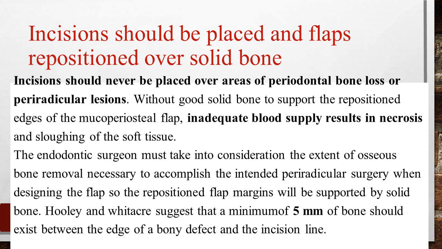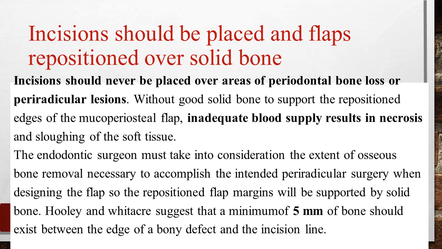Incision should be placed and flaps repositioned over solid bone. This I have told before also. So the incision should never be placed in the areas of the bone loss. You have to understand that your surgical site should extend beyond your pathological site, and it should include some amount of healthy tooth structure and healthy bone structure also, because if you incise over the area of periodontal bone loss or periradicular lesion, you will not have good bone support and you will not have good blood supply. This will result in necrosis and poor healing of the surgical site.